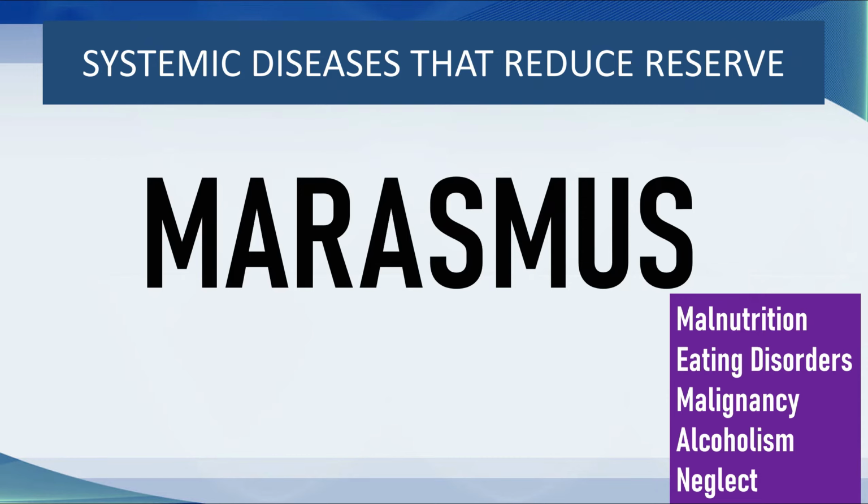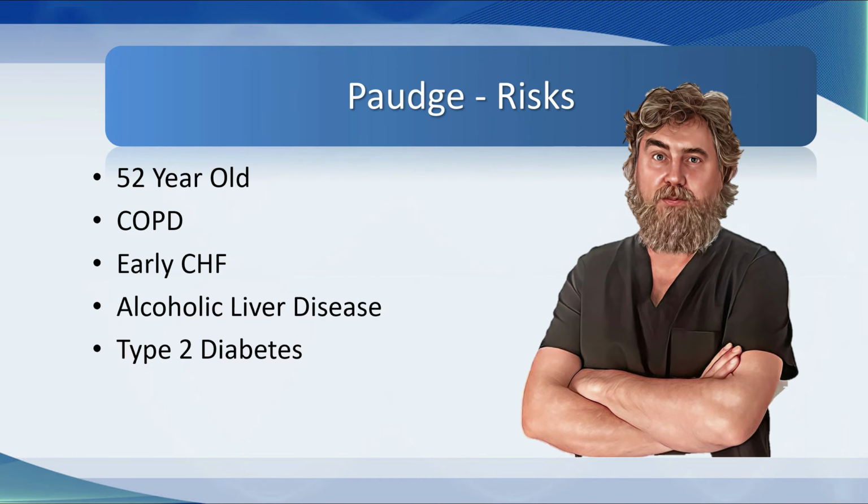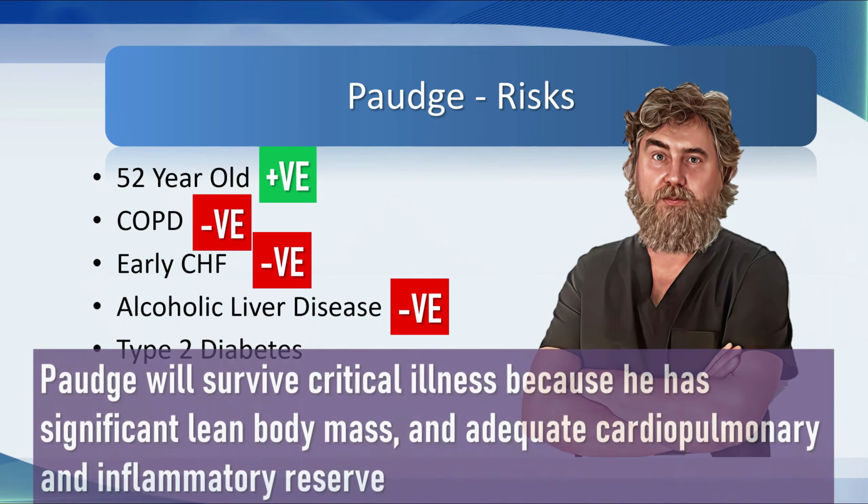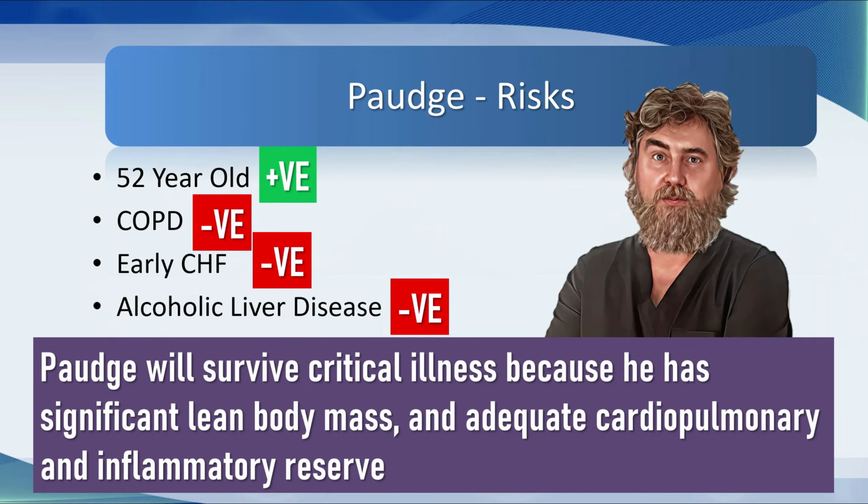Now let's look at our family. Podge and his risk factors. He's 52 years old, so that's a positive risk factor. COPD, that's a negative risk factor. Normally at 52, he'd be fine. He'd have a load of reserves. But add in COPD, suddenly that's a negative. Congestive heart failure, that's a negative. Alcoholic liver disease, that's a negative. Type 2 diabetes, possibly a negative. This means that Podge will survive critical illness because he has significant lean body mass and adequate cardiopulmonary and inflammatory reserve. But he's a little bit marginal because he has so many things going on, but he's still young.